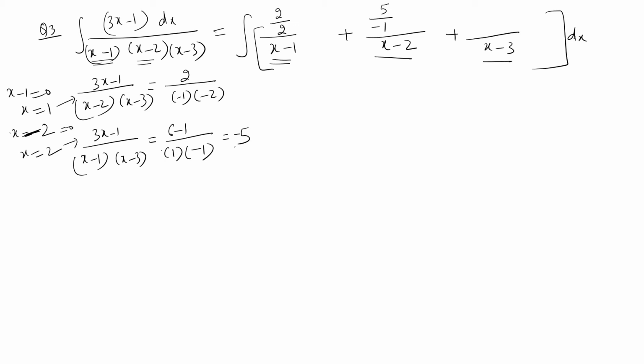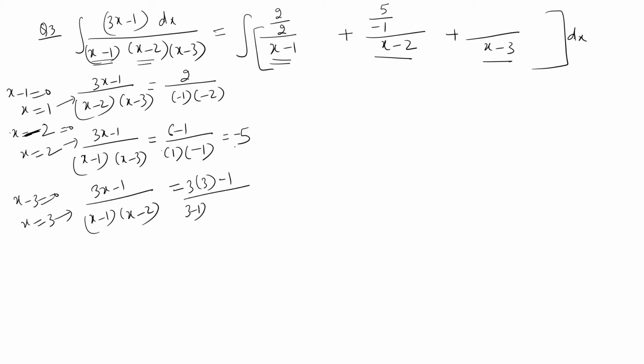Third one is x minus 3 is 0, means x equal to 3. Where will I put? I'll put it everywhere except in this factor which is x minus 3 in the denominator. So that means in (3x minus 1) upon (x minus 1) into (x minus 2). So it will be 3, 3. So it is 9 minus 1 upon (3 minus 1) into (3 minus 2). So it will give me 8 upon 2 into 1. So that means it is 4. So I'll directly write here 4. Okay. So with a little bit of practice, we can do it fast.